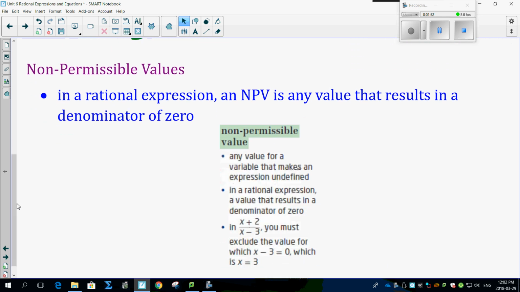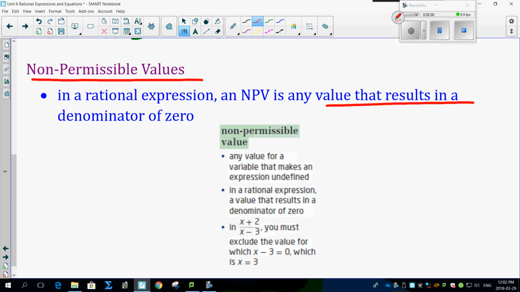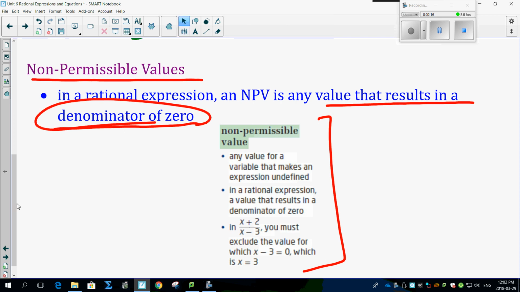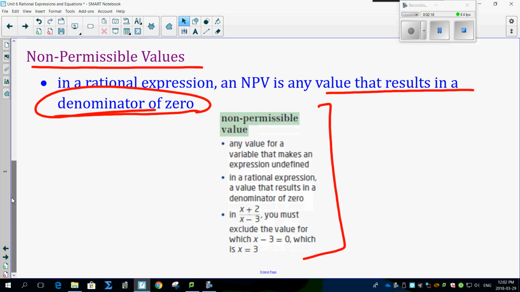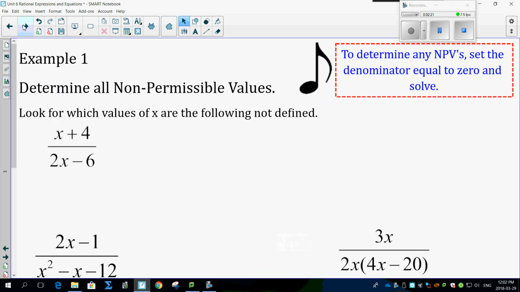Know what I mean? Okay, here we go. A non-permissible value in a rational expression, an NPV, is any value that results in a denominator that is 0. Here's your textbook definition. I'll let you pause the podcast right there and take a look at that one. But the whole idea is the denominator being 0. That's what we don't want. The weird way of doing it is figure out what makes the denominator 0 and then put a big, huge sign out saying, don't go there.